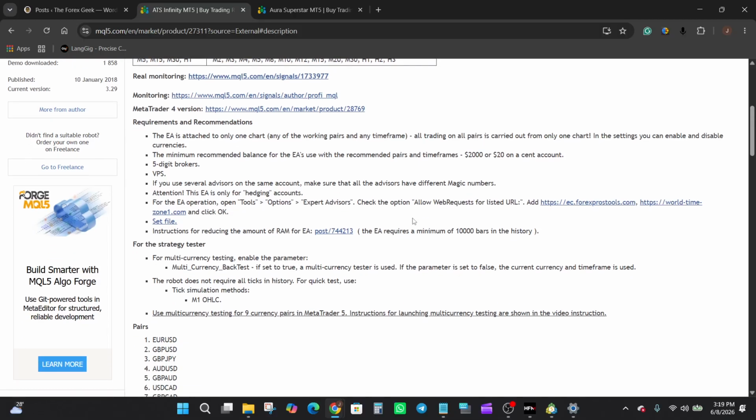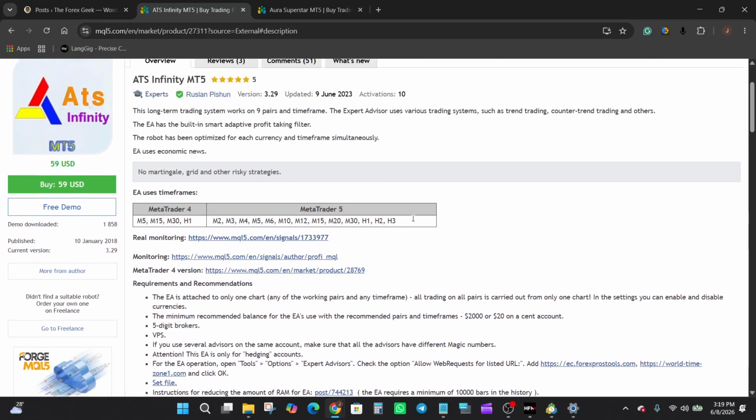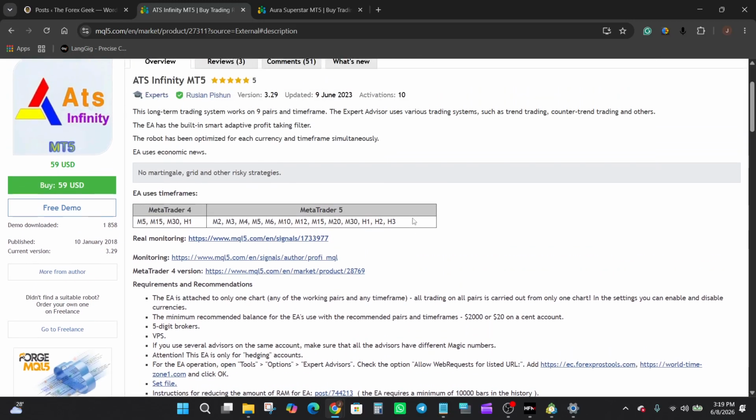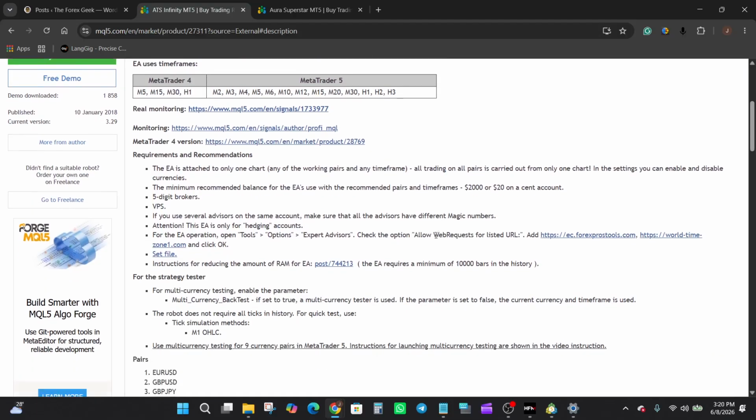Now, looking at the supported time frames, the EA is designed differently across platforms. On MT4, it uses M5 to H1, while on MT5, it expands much further, ranging from very low time frames like M2 and M3 all the way up to H1 and even higher time frames like H2 and H3. This indicates a flexible multi-time frame approach depending on platform version.